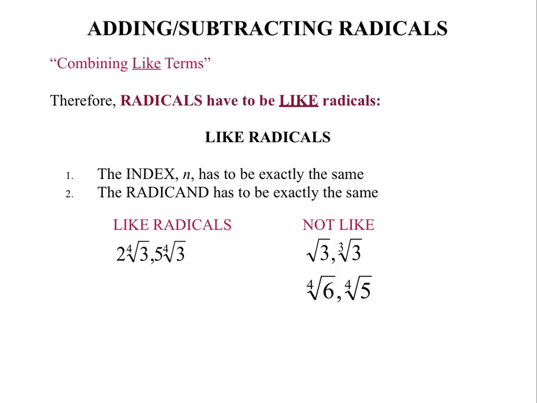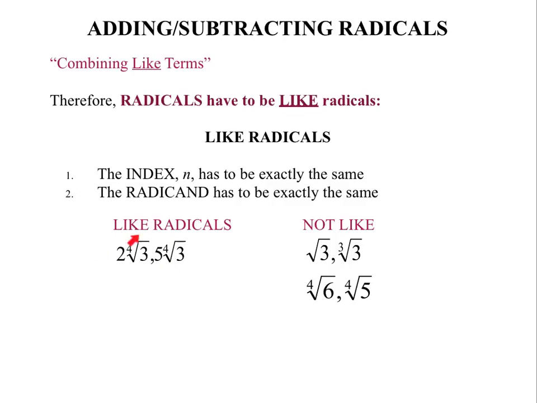Okay, switching gears now to adding and subtracting radicals. The key is remembering that every time we're adding and subtracting, it's got to be like terms that are adding and subtracting. So to determine if radicals are alike, there are really two things you're looking at. The index value, or the kind of root, has to be the same. The radicand, which is the value underneath, also has to be identical.